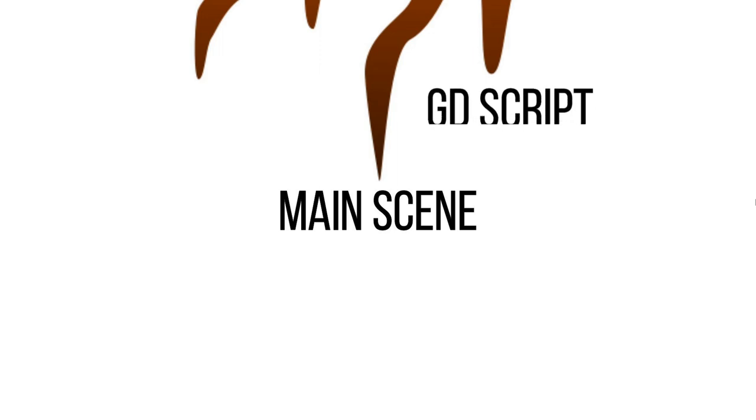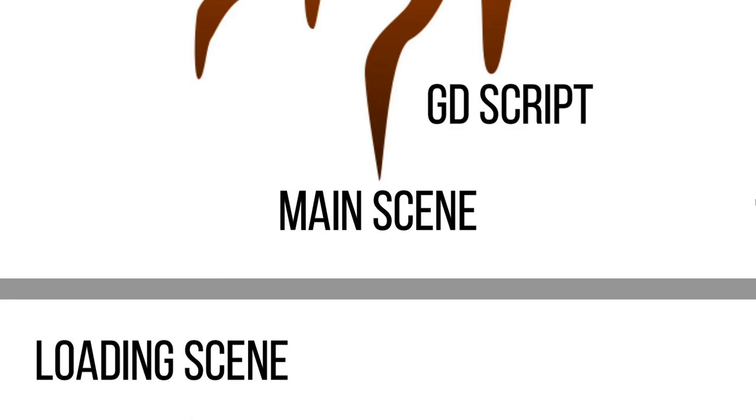Now beside it, we have one script that will be in autoload. So this will also come under the root. Now other than this, we have one loading screen which you want to display when the background loading will occur, and the second scene that you want to load.